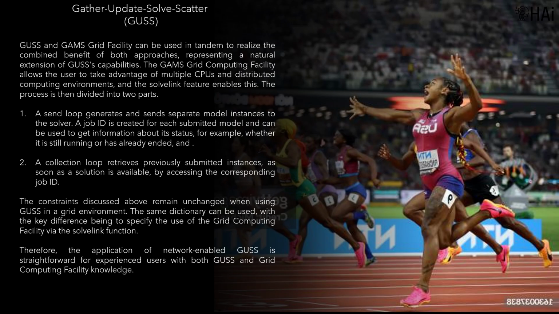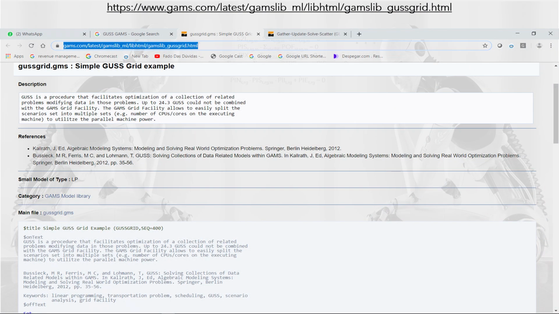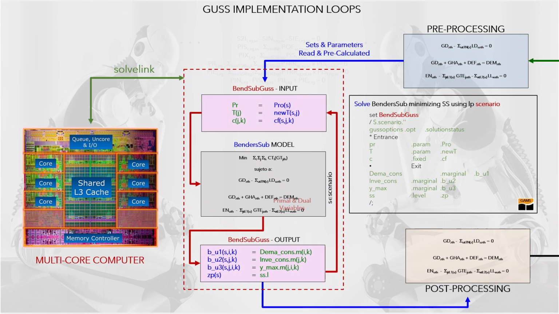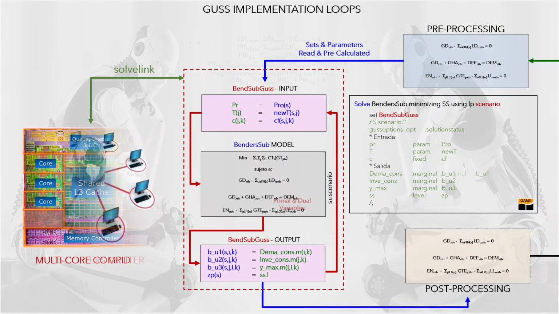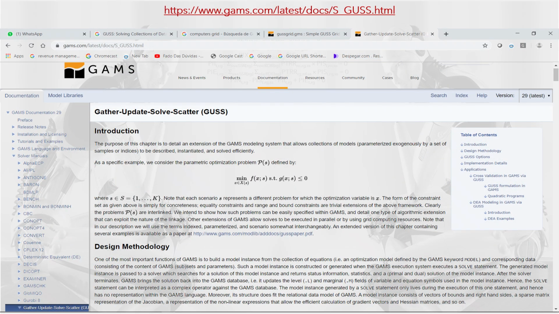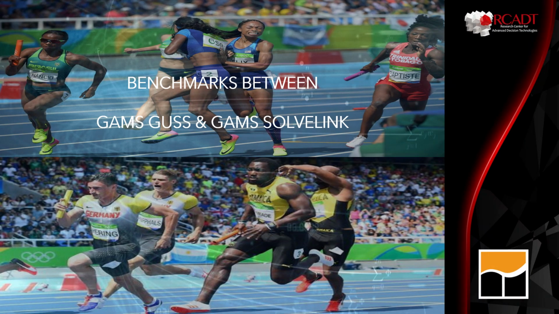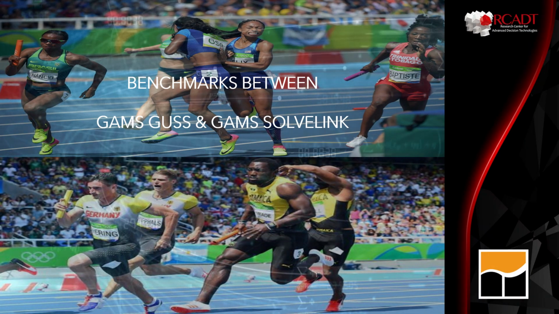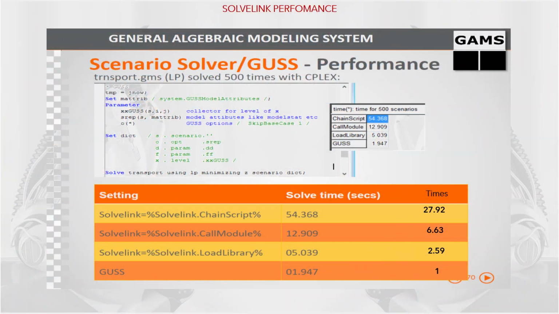The GUS Grid GMS program is related to the use of GUS in distributed computing, using a multi-core computer, or a grid of computers. Digitized information for training can be found on the GAMS website. Benchmarks between GAMS GUS and GAMS SolveLink. The reference points were reported by GAMS. They are presented briefly, identifying the case and reporting the time spent on each option.